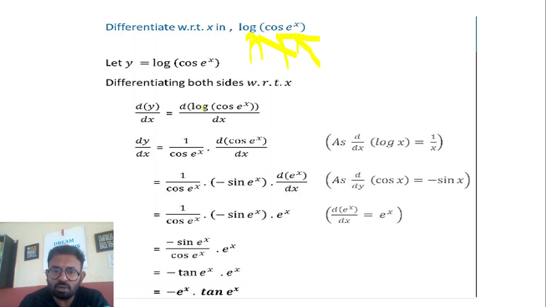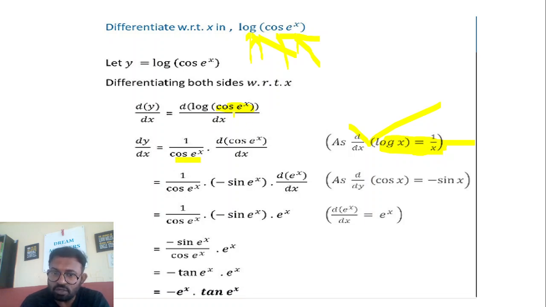Let me differentiate log of x. We know log x differentiation is 1 by x. So log of cos e power x is nothing but 1 by, in the place of x we have cos e power x. We should think like that itself. So log differentiation is 1 by x, so 1 by cos of e power x.